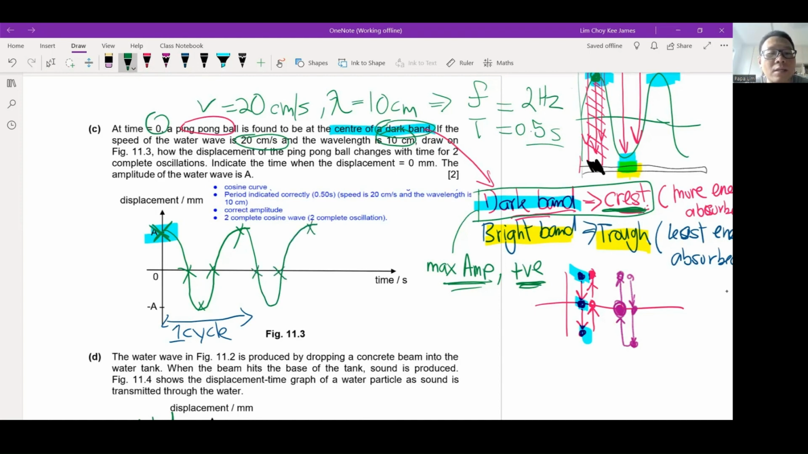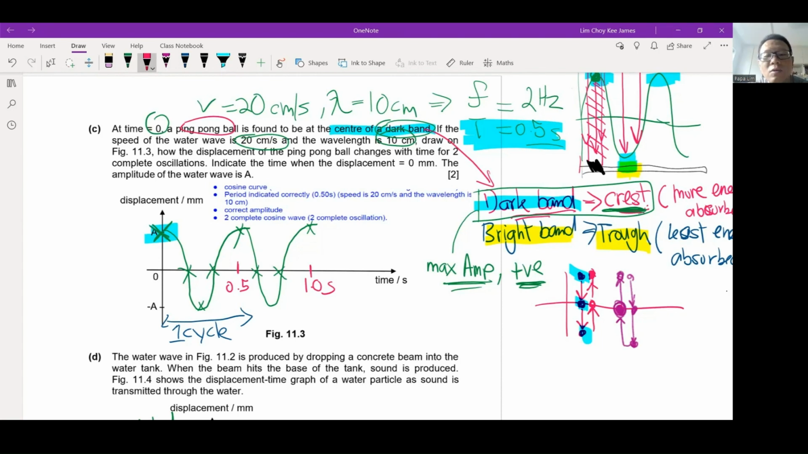So these are 2 cycles, and one of the important factors is, remember at the beginning you found that the wave has a period of 0.5 seconds. Which means your 1 cycle is your period, so this point is 0.5 seconds, and the second cycle here will be 1.0 seconds. Your wave will be a cosine curve with a period of 0.5 seconds, and the amplitude is positive A and negative A respectively.